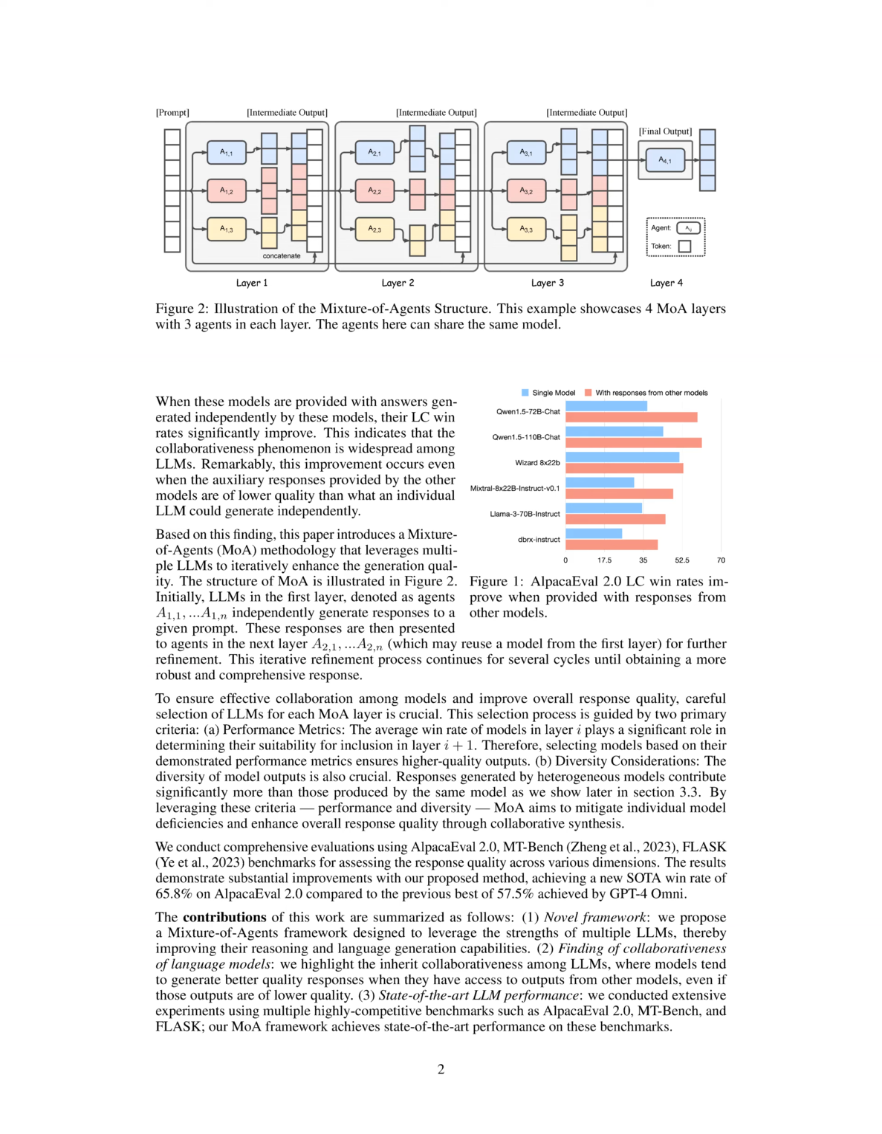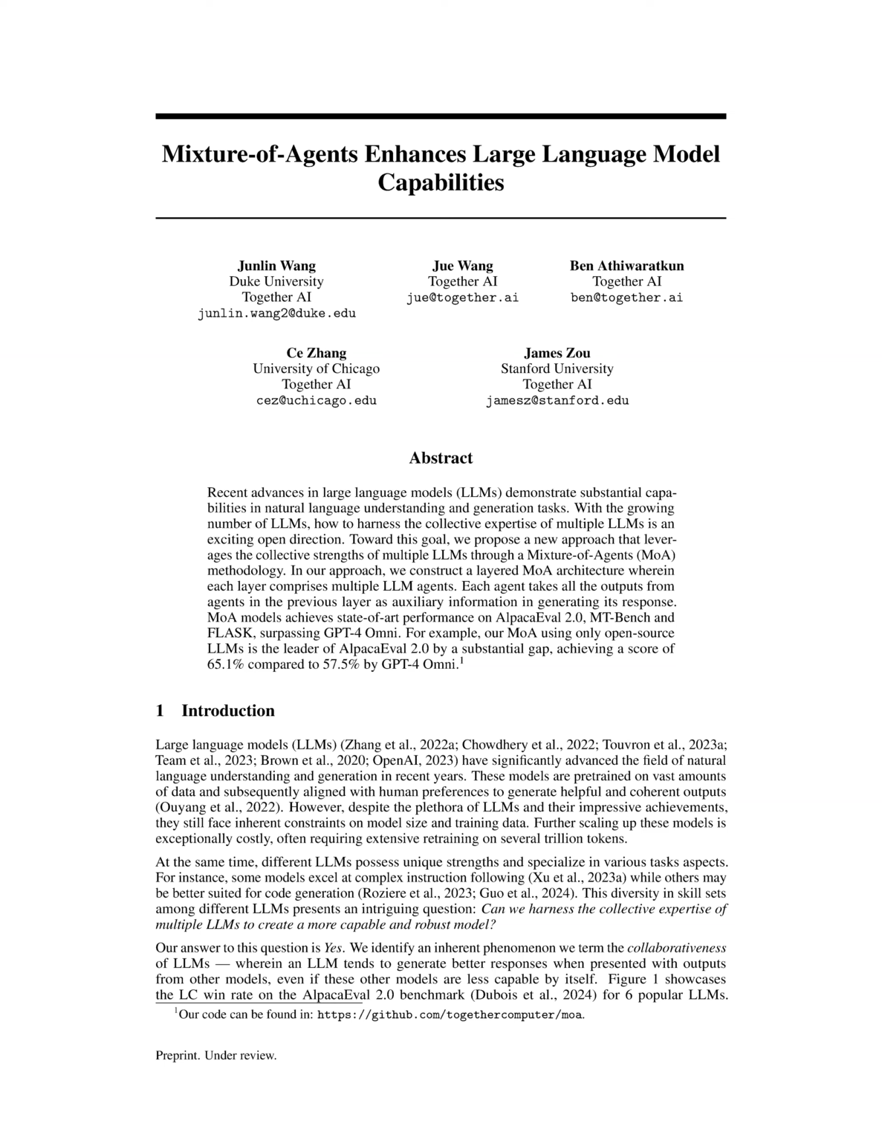The selection of LLMs for each MOA layer is crucial and guided by two primary criteria: performance metrics and diversity considerations. Models are chosen based on their demonstrated performance metrics and the diversity of their outputs to mitigate individual model deficiencies and enhance overall response quality through collaborative synthesis. The MOA framework aims to capitalize on the strengths of multiple LLMs to produce superior outcomes without the need for fine-tuning, solely relying on the prompting interface of the models.